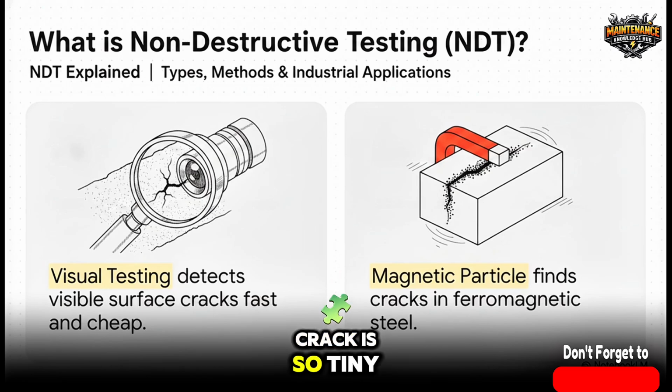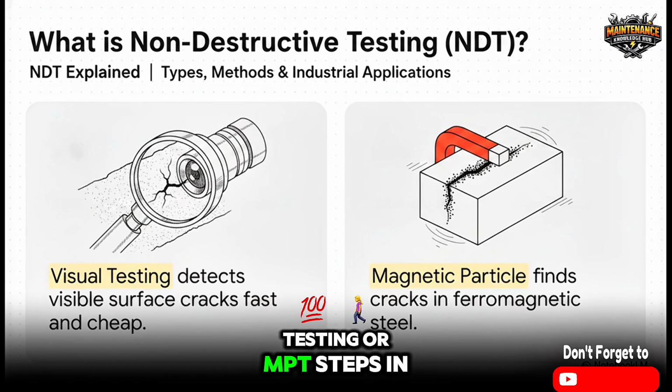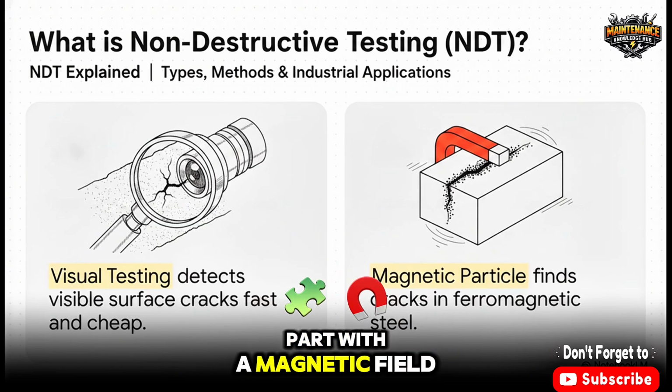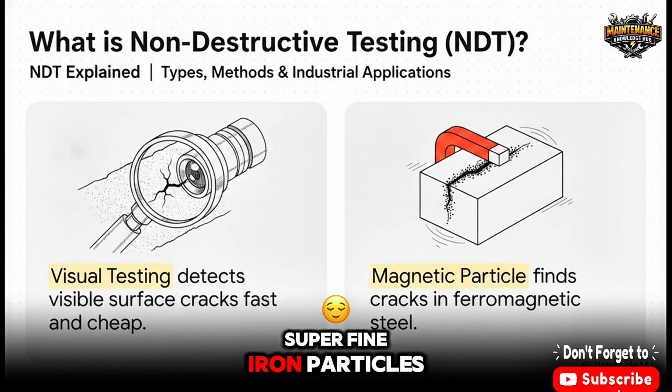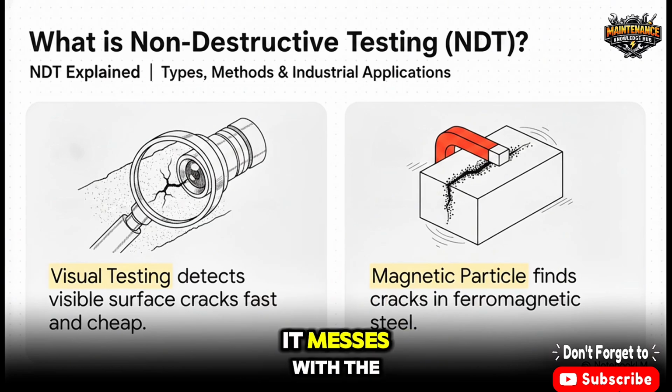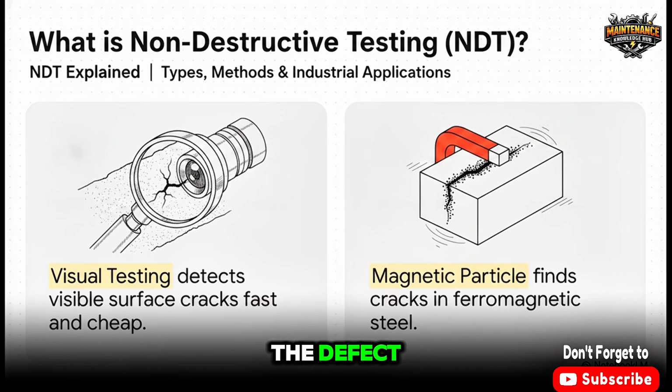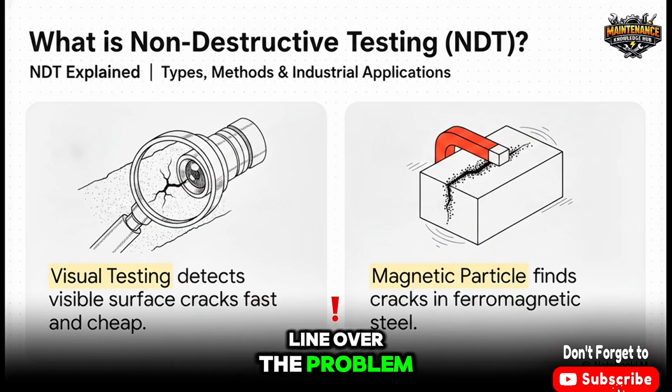But what if a crack is so tiny it's practically invisible? Well, that's where magnetic particle testing, or MPT, steps in. This is so cool. For magnetic materials like iron or steel, an inspector hits the part with a magnetic field and sprinkles on these super fine iron particles. If there's a crack, it messes with the magnetic field, and those particles magically gather right at the site of the defect, drawing a literal, visible line over the problem.